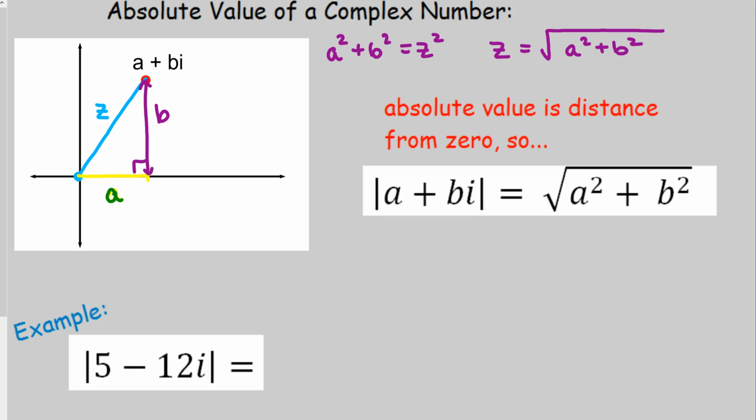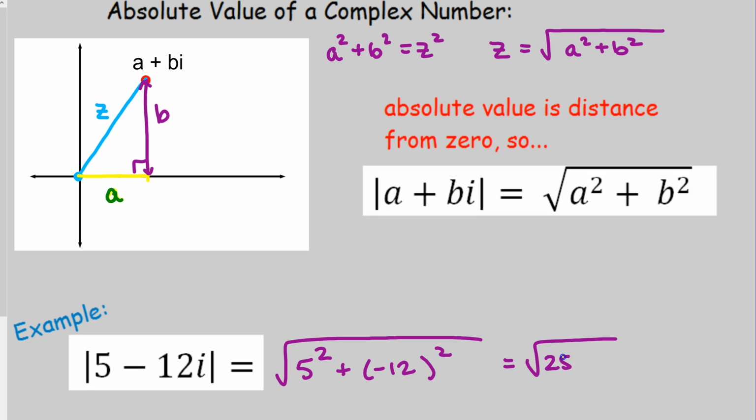So let's do this last example. What is the distance from the origin to the point 5 minus 12i? So what is its absolute value, in other words? That would be the square root of 5 squared plus negative 12 squared. And so that's going to be the square root of 25 plus 144, and that's the square root of 169, and that's 13. Of course, it's not always going to be a whole number, but this one worked out that way.